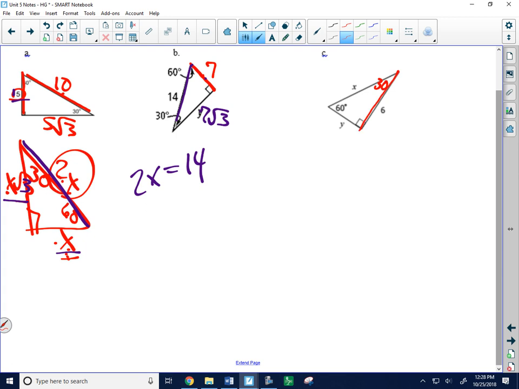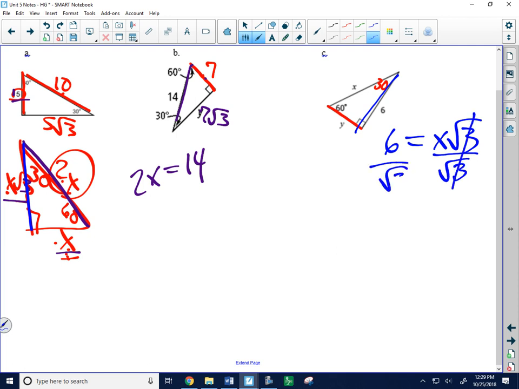And let's finish up with C for this group. Okay, C, we have the long leg. The long leg is the one opposite 60. We need the short side. So long to short, here's what I like to do on these. Set the long legs equal: the 6 equal to the x radical 3. If you already know the pattern and you just know we're going to have to divide, that's fine. If I set the long legs equal and I solve for x, I just divide by radical 3.